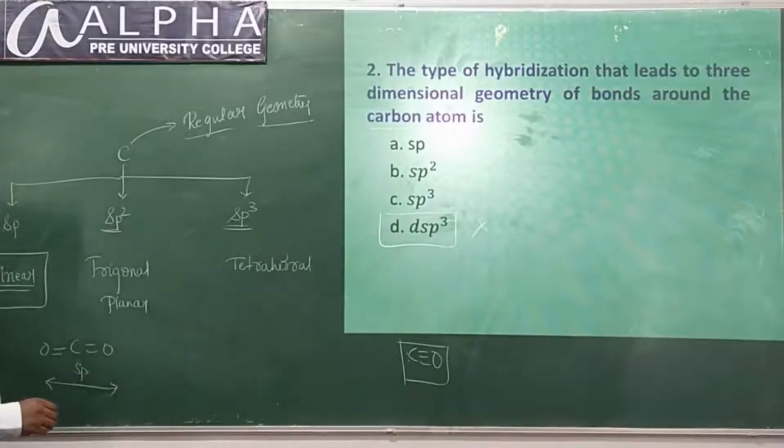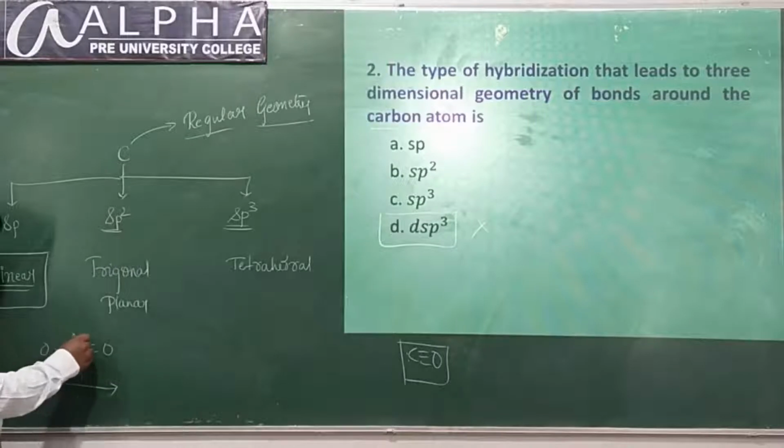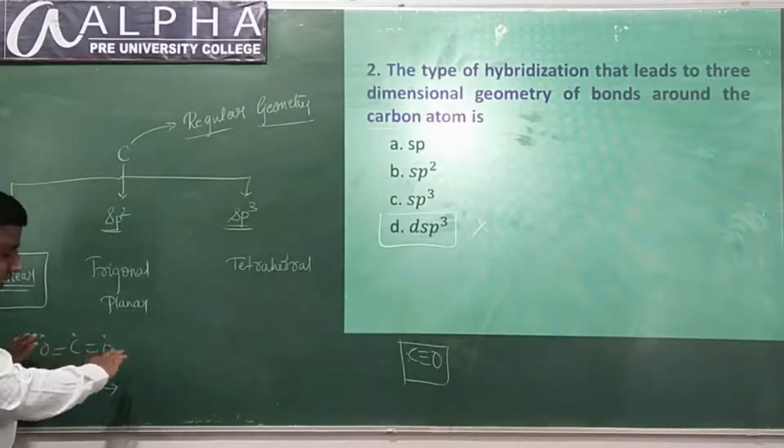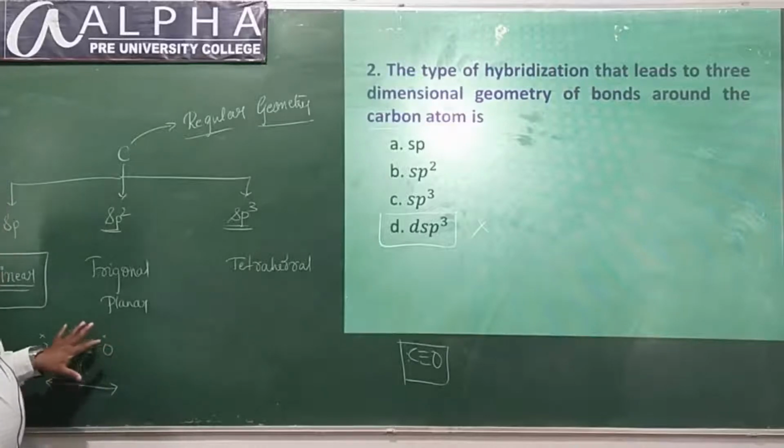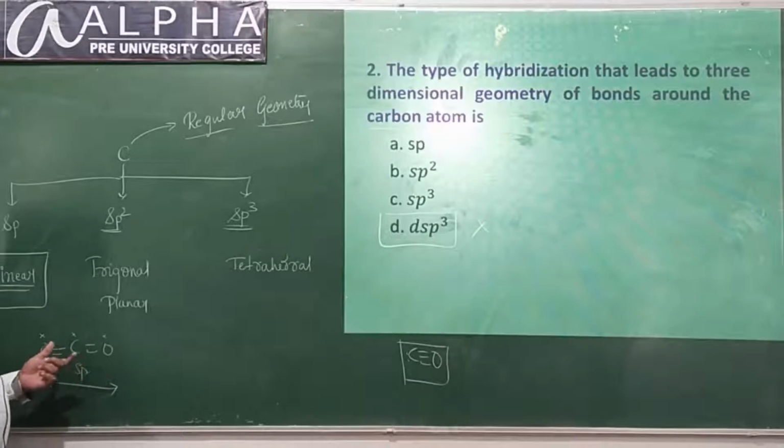What do you mean by linear? That means this carbon, this oxygen and this oxygen will all lie in one plane. They all lie in one plane. That means it is one dimensional geometry. It is one dimensional geometry. Are you getting my point?